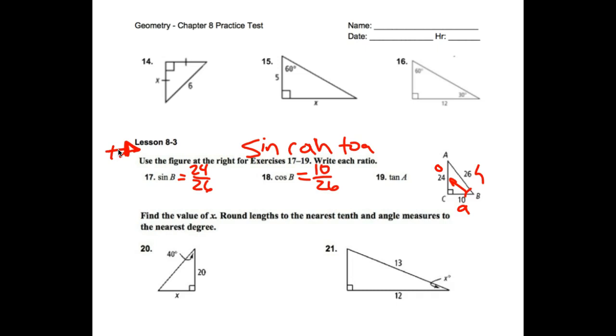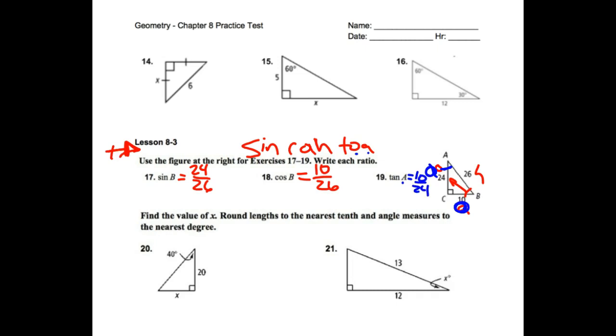Now you have to be careful on this last one of tangent because they're going to change the angle to A. So this is the angle I'm talking about now, which changes this one to opposite and this one here to adjacent. And tangent is O over A, so I go 10 over 24.